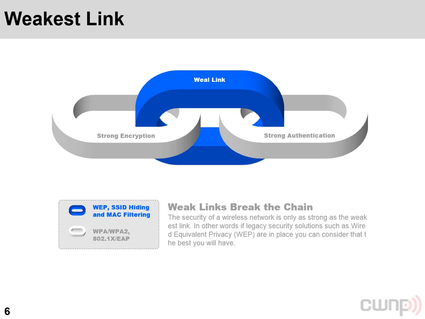Now, before we get into some of the additional specific security concerns of wireless networks, I want to talk to you about this concept of the weakest link. The security of a wireless network is really only as strong as the weakest link. In other words, if legacy security solutions such as WEP are in place, you can consider that the best you really have, because a client can connect with WEP.